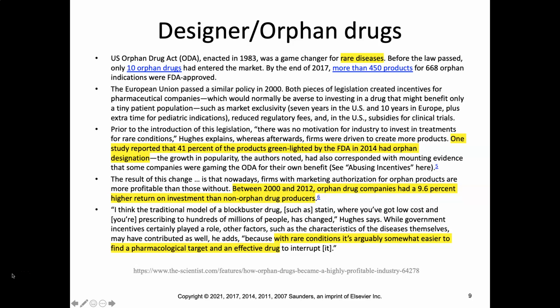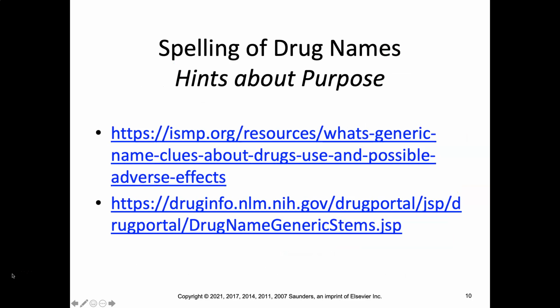On the other hand, you can see where pharmaceutical companies have turned away from medications for broader-based conditions, and are really now looking at those niche markets for orphan drugs. So it's both good and a challenge, but we wanted you to understand what a designer orphan drug is.